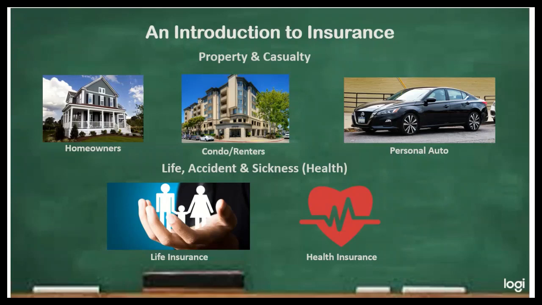Property is exactly what it says. It's a tangible asset, and then casualty is losses surrounding that asset. So losses to that asset or losses on or about that asset. Then you have life, accident, and sickness, also known as health insurance. These are the two insurances that I would say are most important out of all of these, but each of these is extremely important.